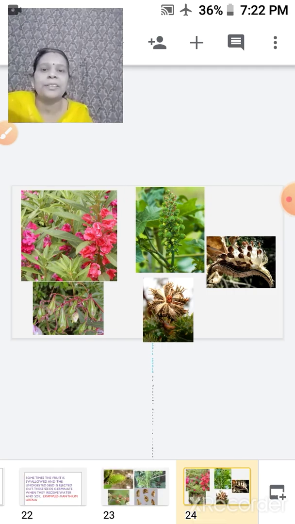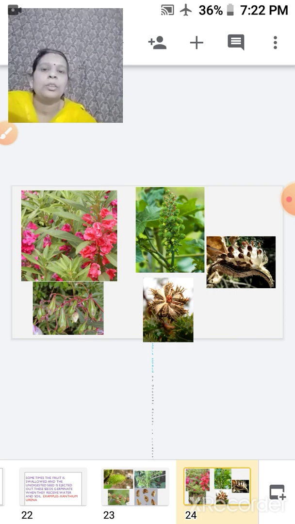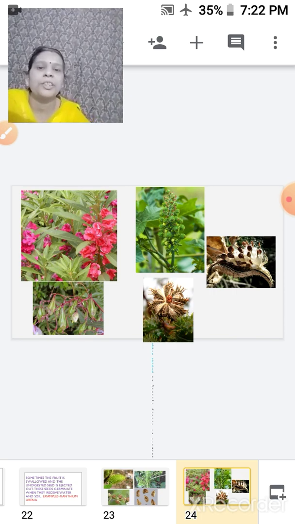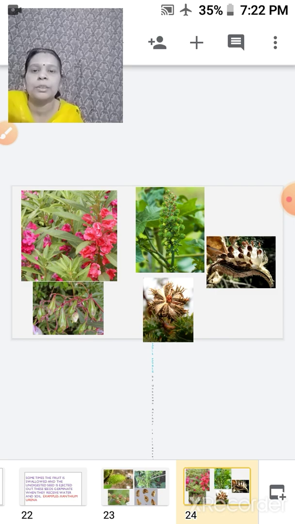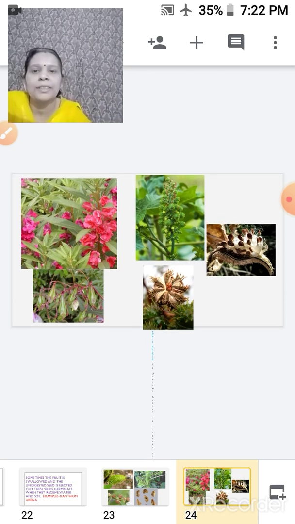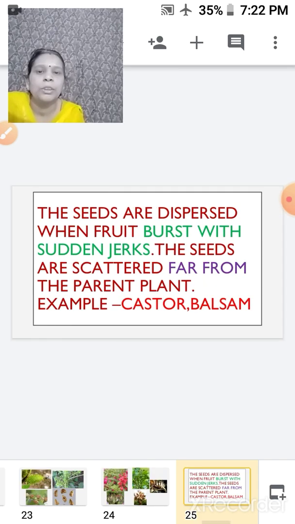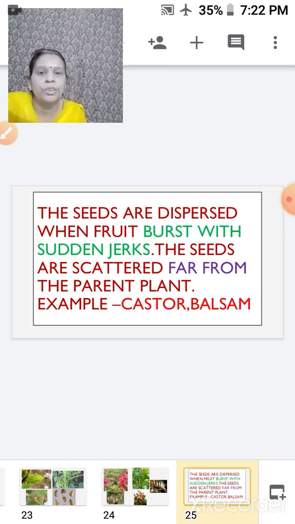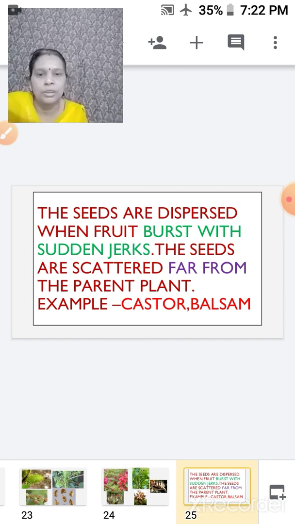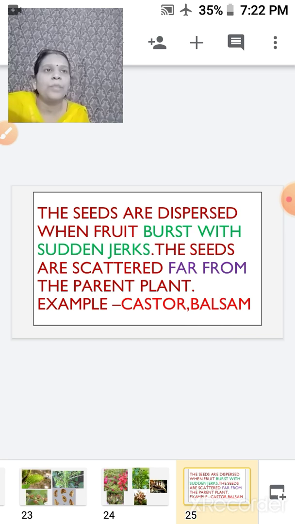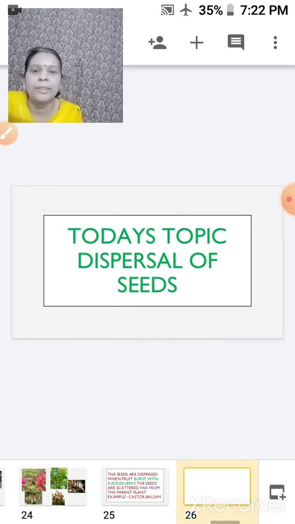As I said, there are some plants whose seeds spread with explosion. Here you can recognize this is the balsam plant. Balsam is one of the flowers. Here the seeds are dispersed when the fruits burst with a sudden jerk, and the seeds are scattered far off from their parent plant. Here again we have two examples: one is castor and the other one is balsam.